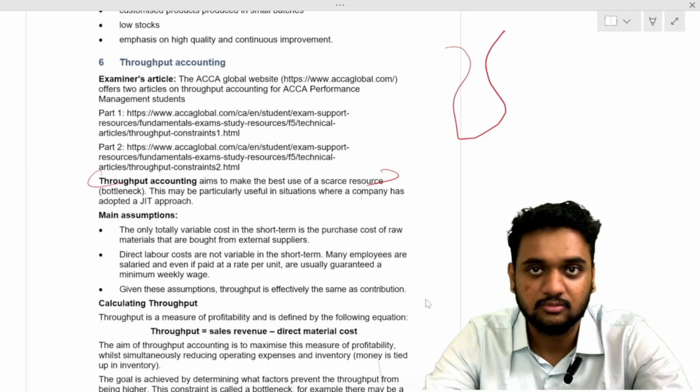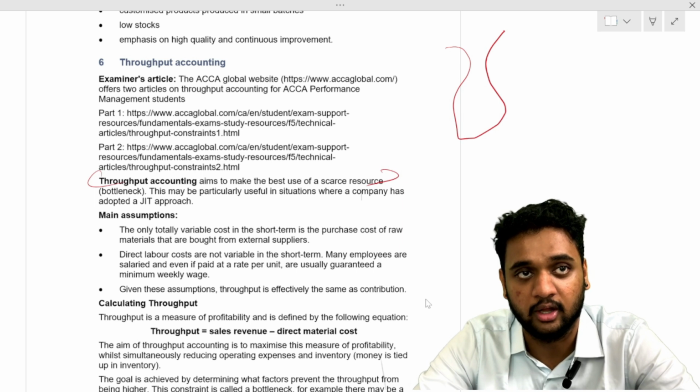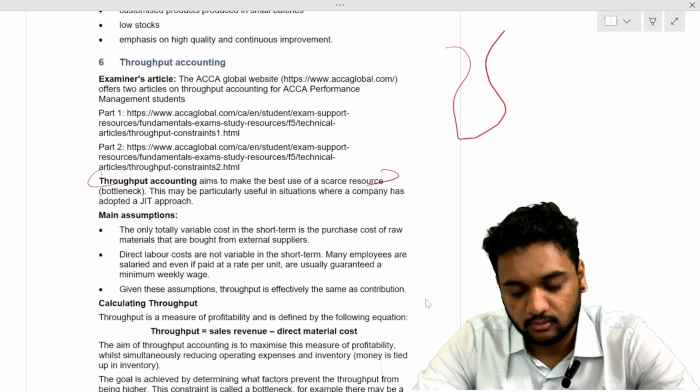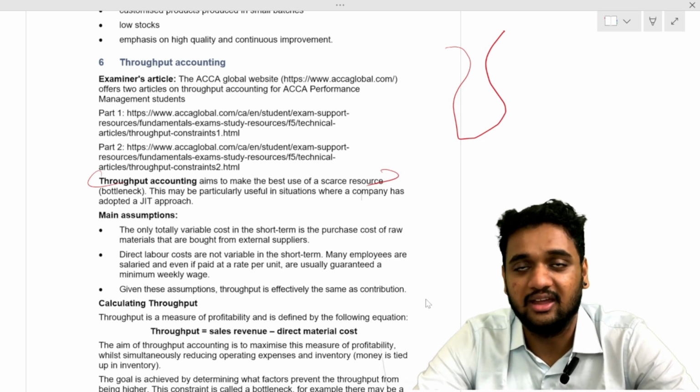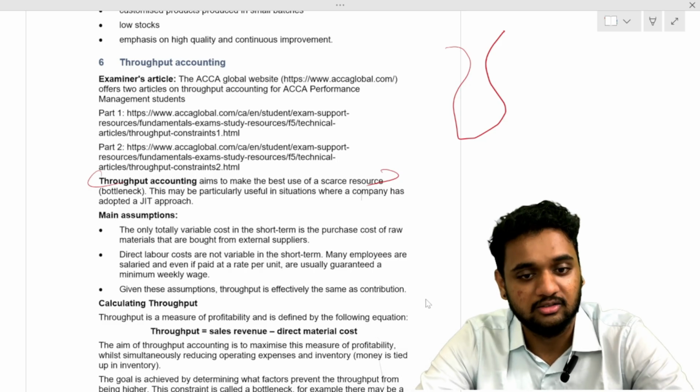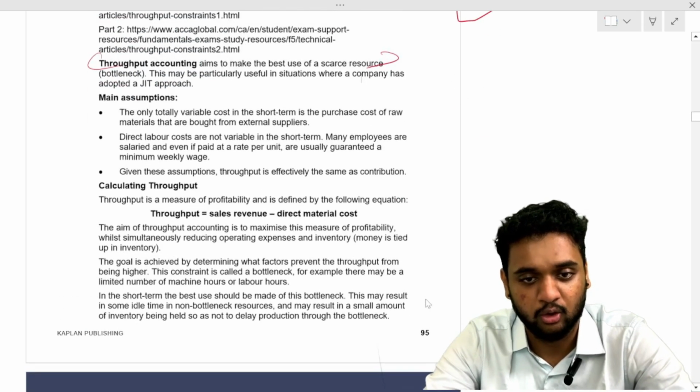What is the assumption in throughput accounting? Direct material is the only variable cost. What is the throughput formula? Sales minus direct material cost. This is the throughput formula, and this is what you need to know for now.